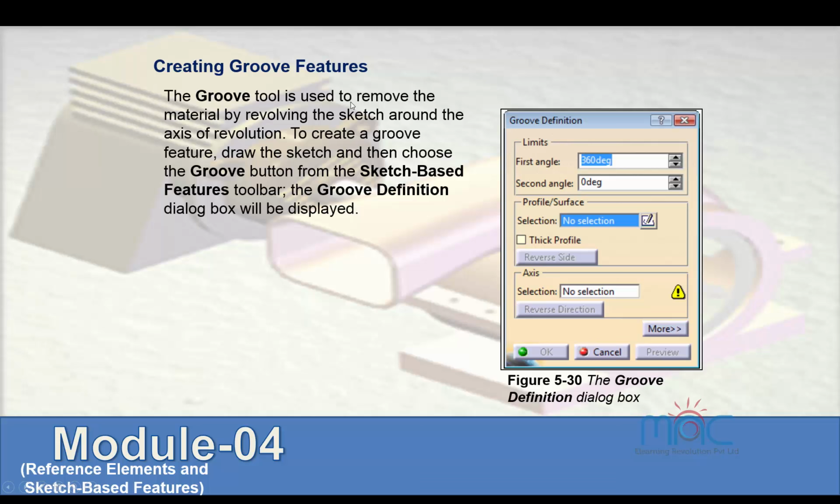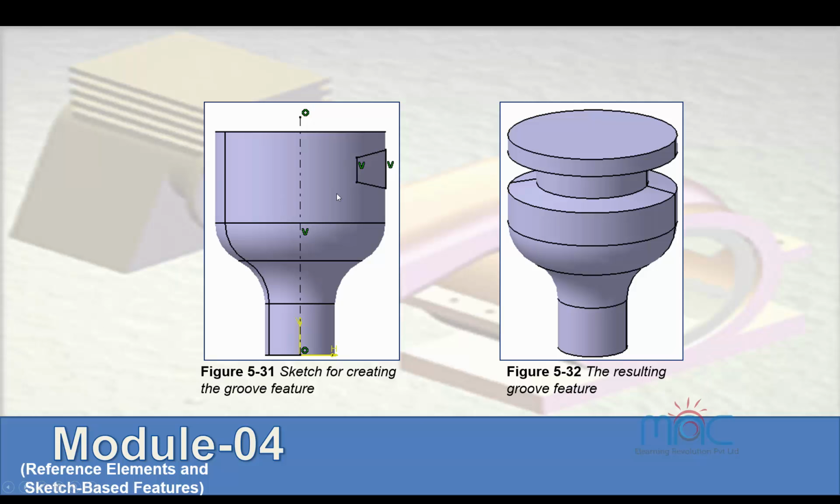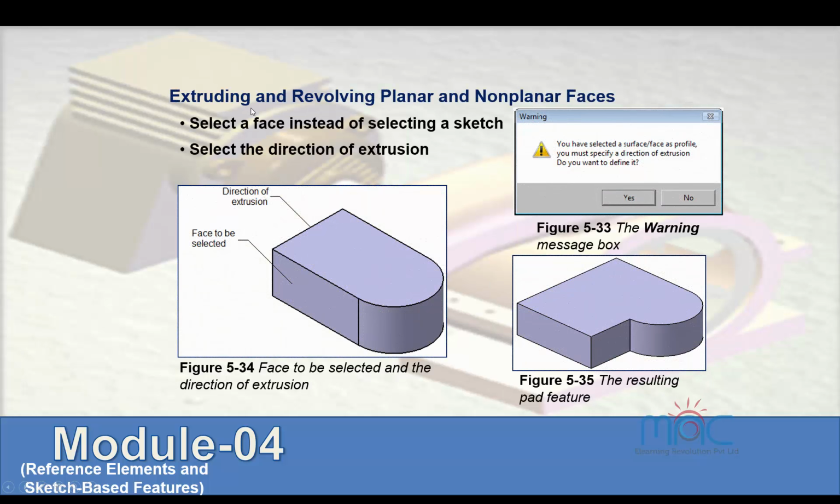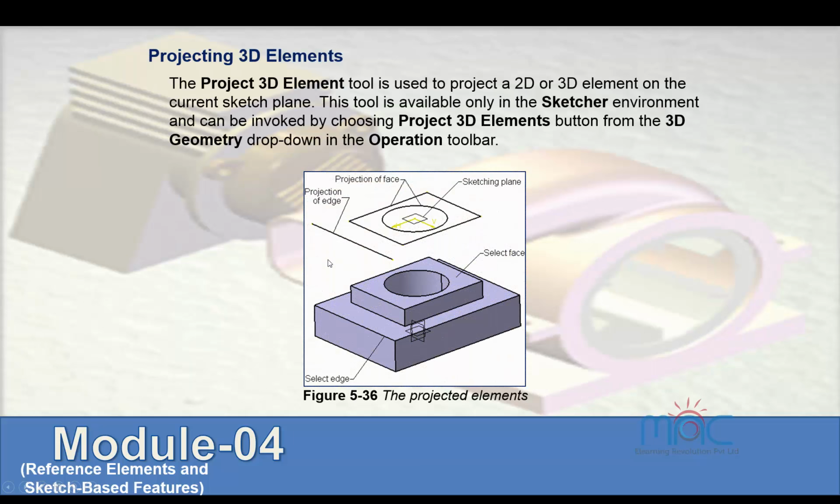Next is creating the groove features. This groove is nothing but the radially you try to cut, and this was the before instance, and radially you cut this profile by processing this. So when you revolve with respect to this axis, this material will be removed. And also extrude and revolving planar and non-planar faces you could select for doing this. And here you can see this is the profile, and when the face to be selected in the direction of extrusion, out of this you can select and you can process that also.